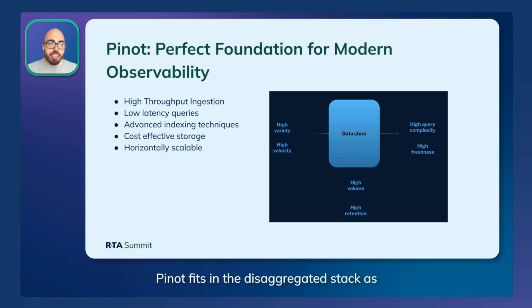Pinot fits in this picture as, we say, a perfect foundation for modern observability. Pinot fits in the disaggregated stack as the query engine and data storage. Usually Kafka is going to be involved in the ingestion piece. And once we get the data in Pinot, Pinot is designed for high throughput ingestion and low latency queries.